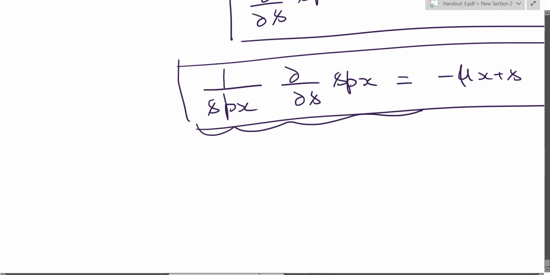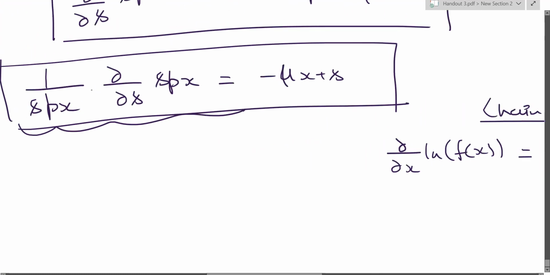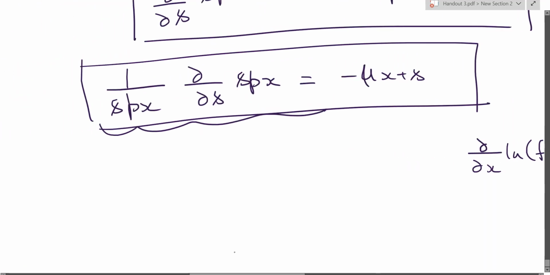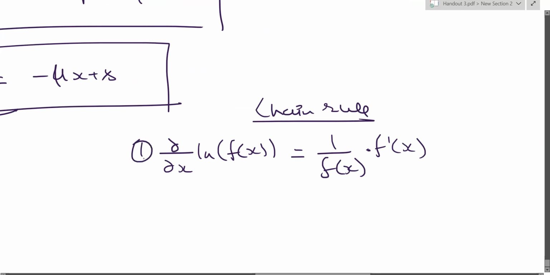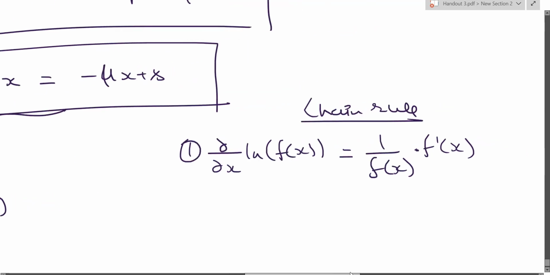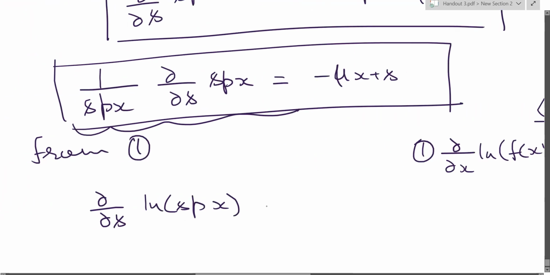This is something very similar to what we have here. We have this term, the derivative of sPx multiplied with 1 upon sPx. See, 1 upon f(x) and the derivative of f(x), 1 upon sPx and the derivative of sPx. So from, let's just call it 1, you can say this term is nothing but d by ds of log of sPx, right? Perfect. So you can use this definition to say this is the derivative of log of sPx, and this is equal to minus mu x plus s.